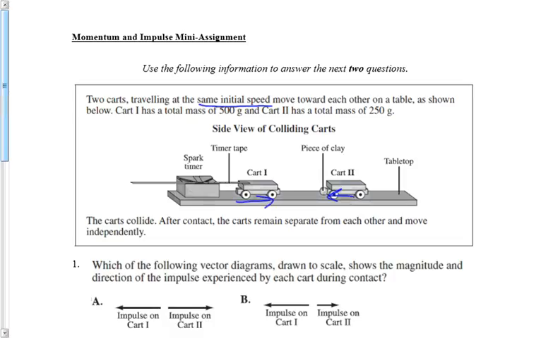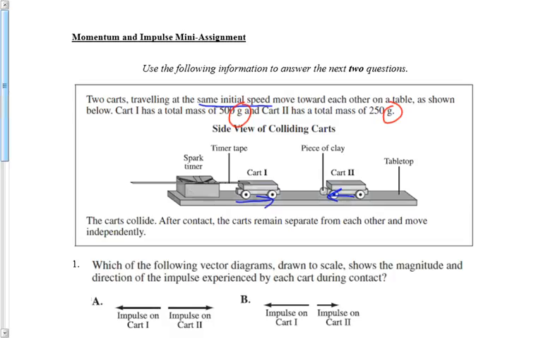Cart 1 has a total mass of 500 grams. Cart 2 has a total mass of 250 grams. We know that cart 1 is heavier than cart 2, but their velocities, or I should say their speeds, are the same. That means that object number 1 is going to have more momentum than object number 2, right? I don't know if that's going to help me. I don't know if it's going to be relevant to the question, in fact, but I know that that is the case, that object number 1 has more momentum than object number 2.